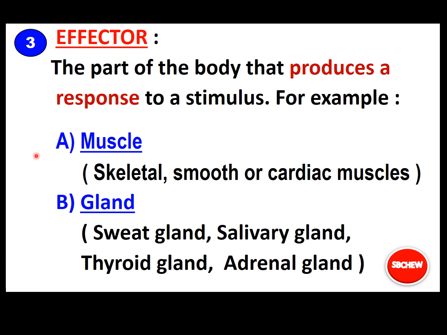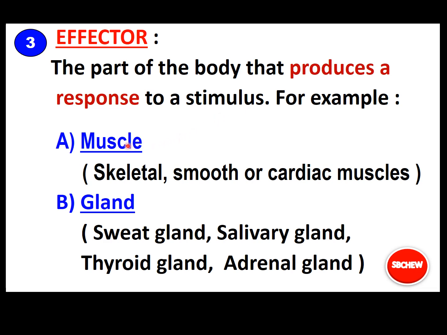Thirdly, let's look at this word, effector. It's the part of the body that produces a response to a stimulus. That means the part of the body that will respond to a stimulus. If you touch a hot object, then your hand will be pulled back. So the part of the body that responds is your hand, the muscles in your hand. It responds to the stimulus of heat.